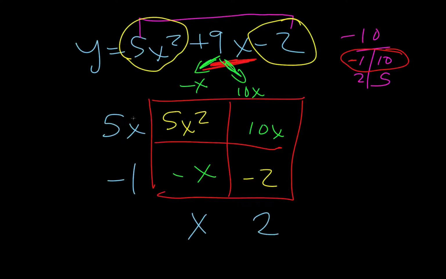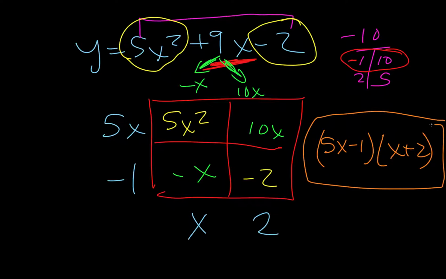We got to check the multiplication. 5x times x is 5x squared. 5x times 2 is 10x. Negative 1 times x is negative x. Negative 1 times 2 is negative 2. I'm satisfied with that. So I write 5x minus 1 times x plus 2. So that would be my final factored answer.